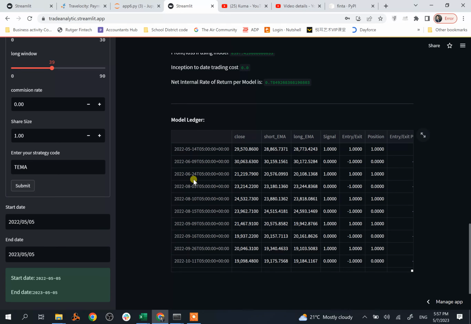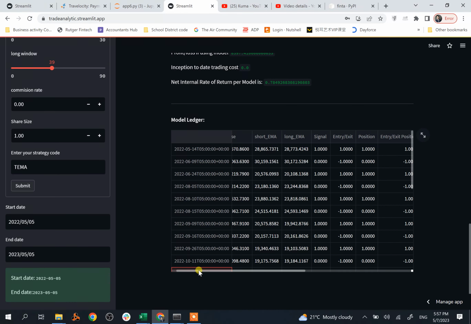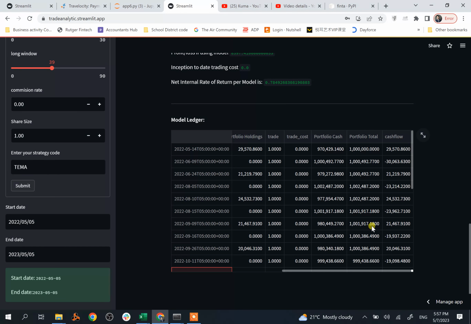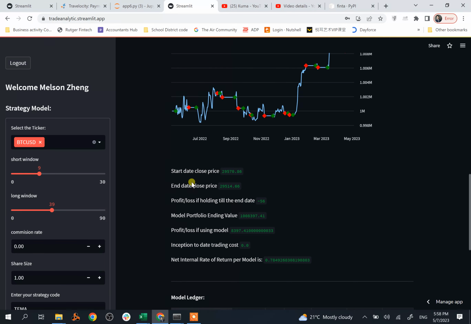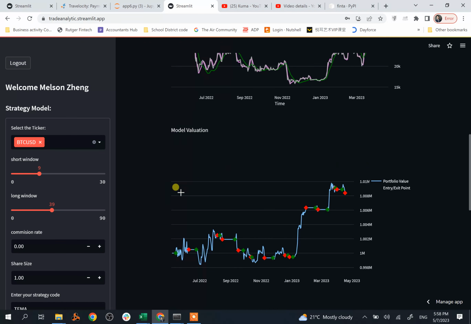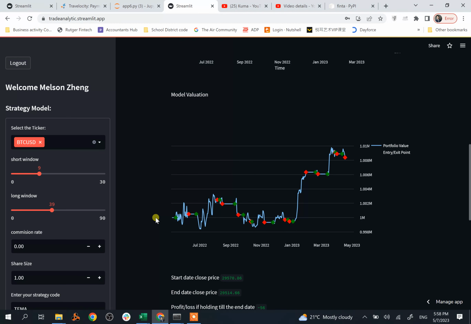And here is a ledger that shows you the cash flows in and out. Yeah, basically that's it for how to use this app.